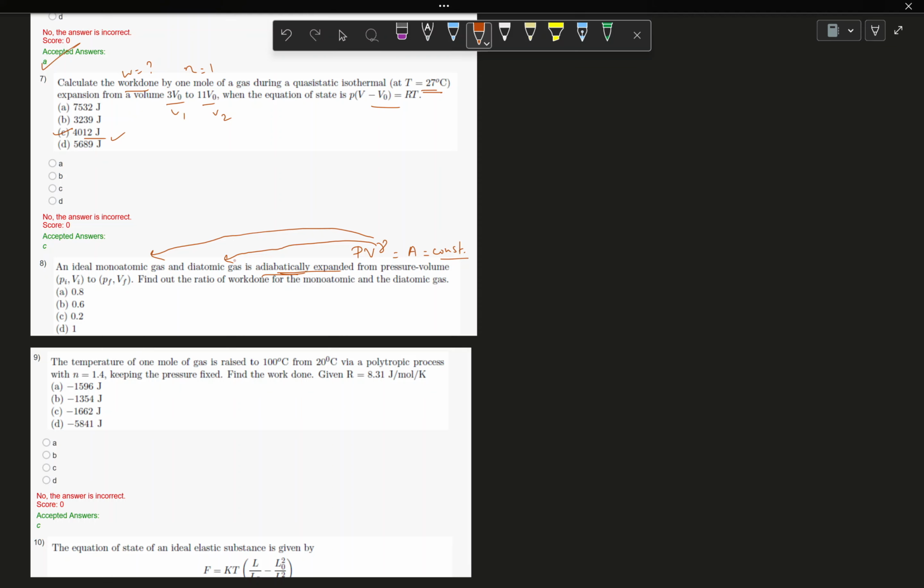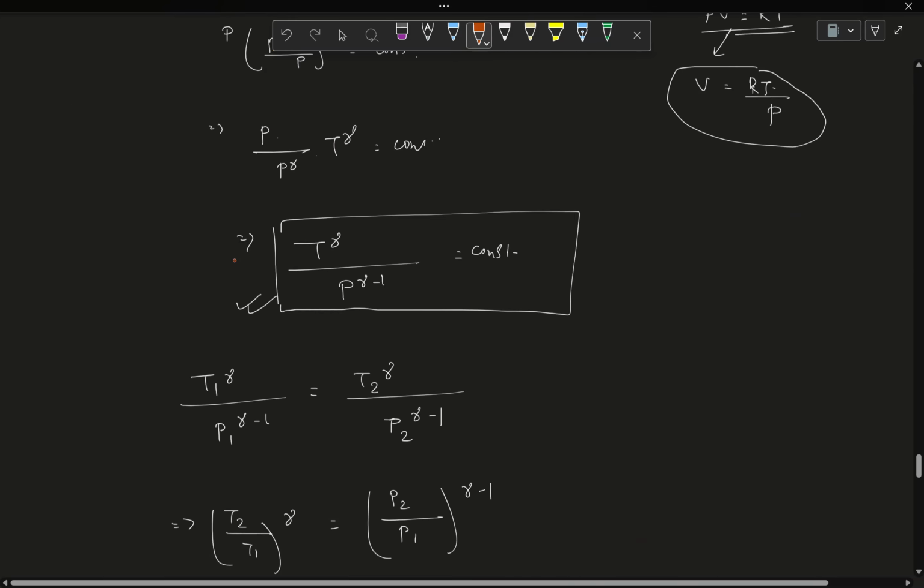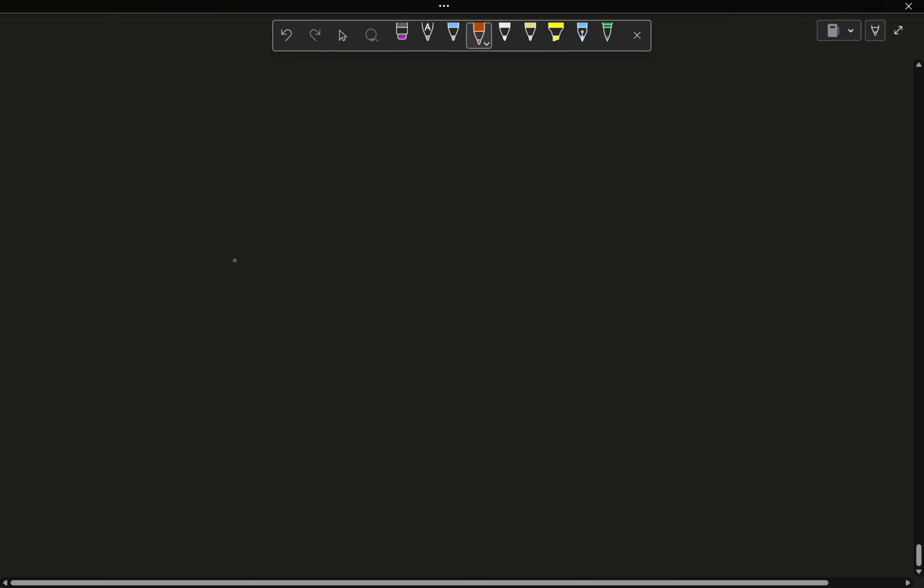But what similarity they have is that their initial pressure and volume is PiVi for both, and final pressure and volume is also PfVf for both. Now because the gamma value is different, even if the initial and final volume and pressure are the same, the work done will be different for monoatomic and diatomic, and we have to calculate the ratio of that work done. Also this is an adiabatic process for both of them. So let me now solve this. Yeah, so here question number 8.